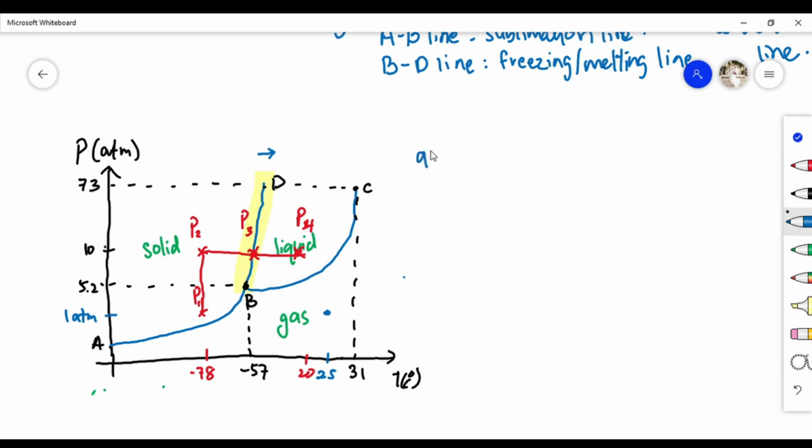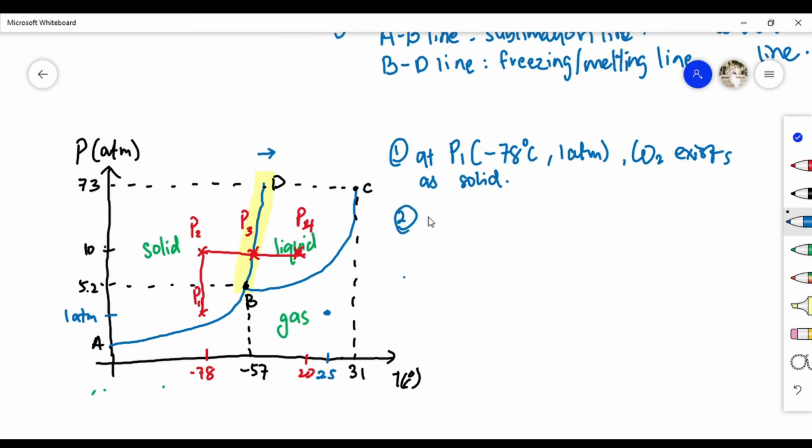So at P1, so P1 tadi dia dah bagi dia punya value ataupun dia punya point tu, apakah nilai dia. At P1 so kita state dia punya temperature and pressure, negative 78 degrees Celsius, 1 atm. CO2 exists as solid. So ni point yang pertama. Lepas tu step yang kedua, it increase the pressure isothermally up to 10 atm.